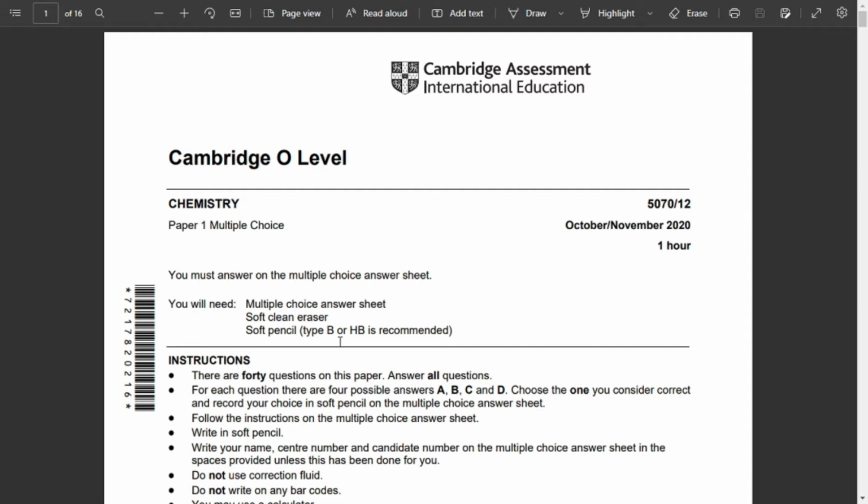This is Variant 2, October-November 2020. This paper is of 1 hour.